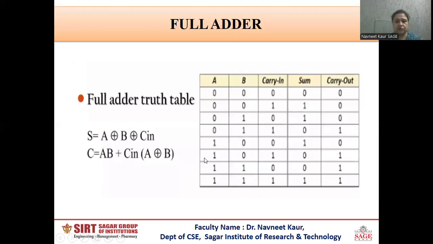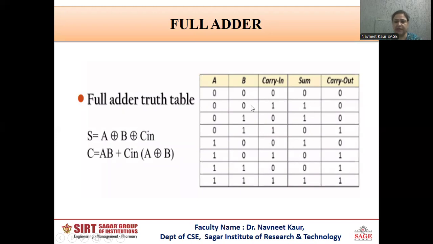Now, this is the truth table of the full adder circuit. Since there are three inputs, we will have a total of 8 combinations, starting from 0 0 0 to 1 1 1. In between, we have 0 0 1, 0 1 0, 0 1 1, 1 0 0, 1 0 1, and 1 1 0. Now, for these 8 input combinations, we will generate sum and carry output. Say if all the 3 input bits are 0, naturally the sum will be 0 and the carry output will be 0.